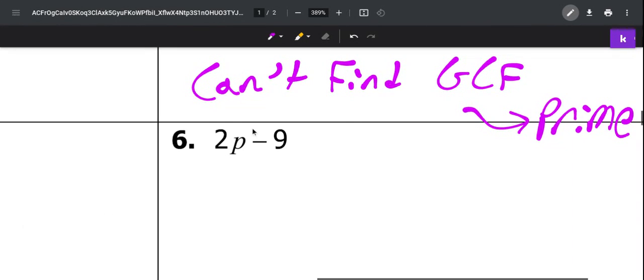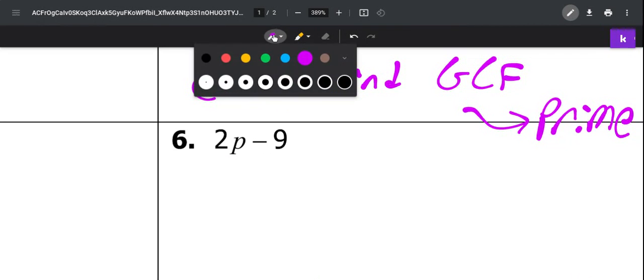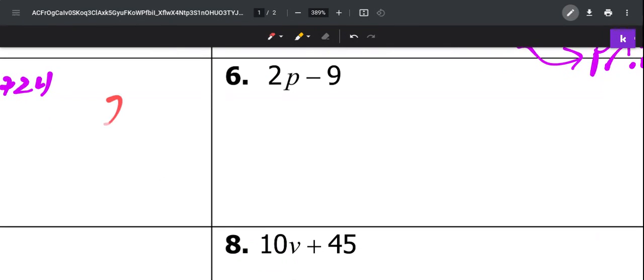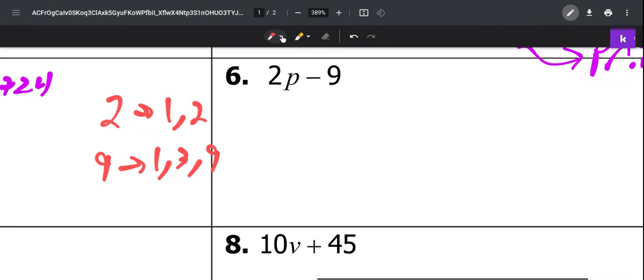All right, so if you look at 2 and 9, let's list the factors of 2 and 9. So 2 can be divided by 1 and 2, nothing else. 9 can be divided by 1, 3, and 9. The only one they have in common is 1.